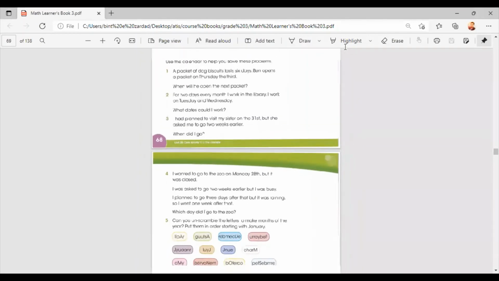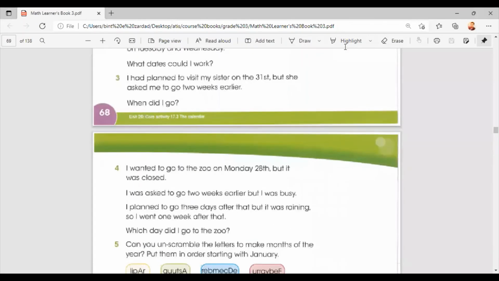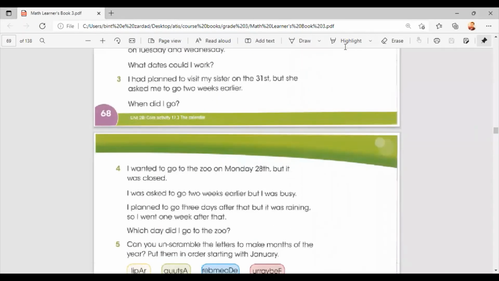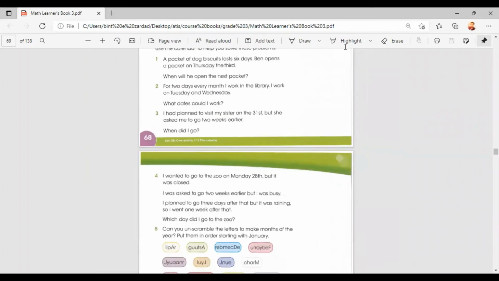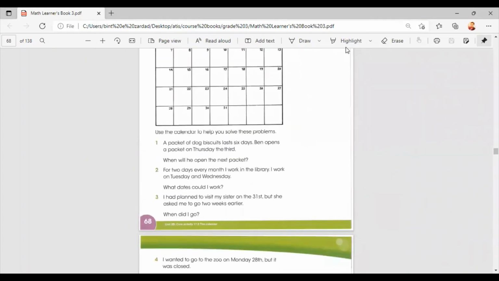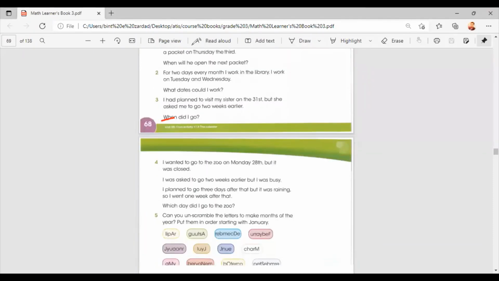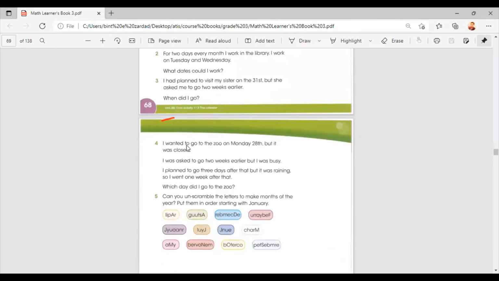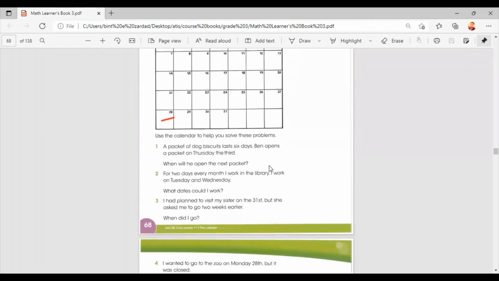Number 4. I wanted to go to the zoo on Monday 28, but it was closed. It was closed on which day? 28, not 29, 28. Okay. So what happened? I was asked to go 2 weeks earlier, but I was busy. 2 weeks earlier. So from here, 2 weeks earlier. On which day did I plan this? On this day I made a plan, but I was busy on this day.